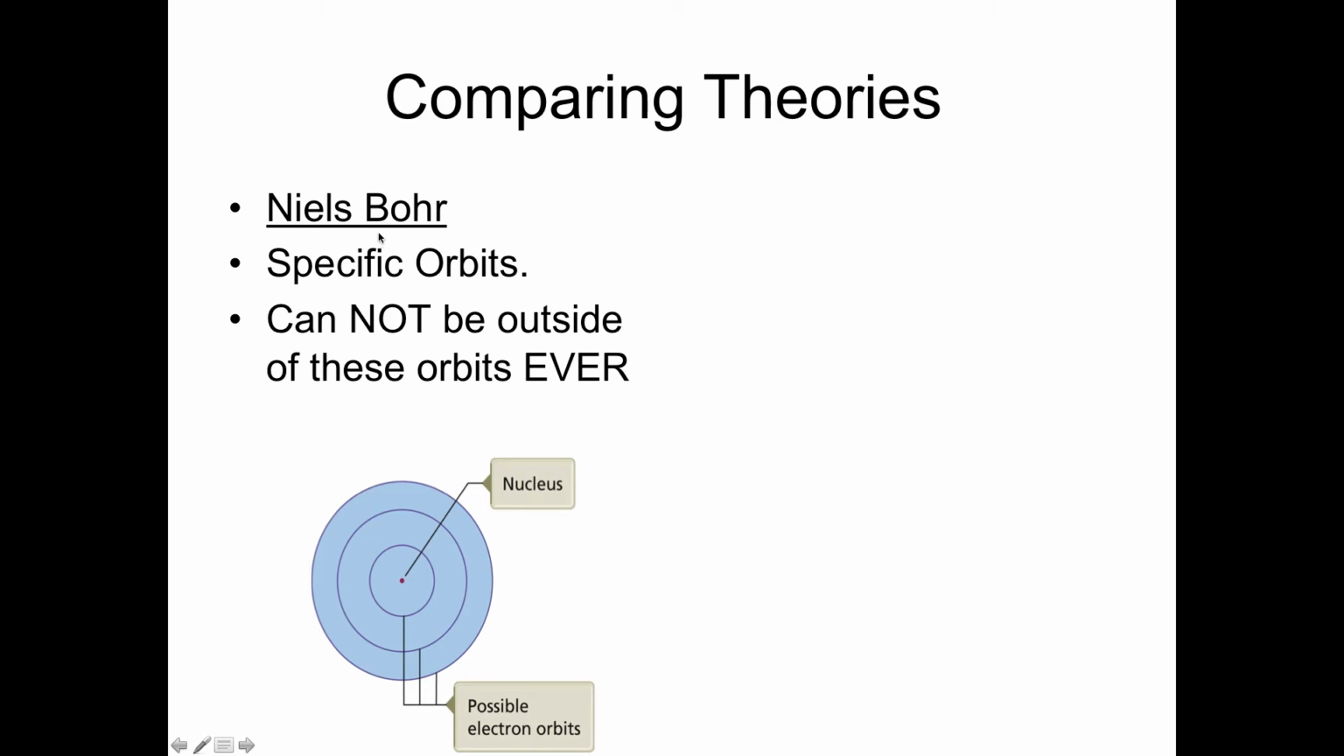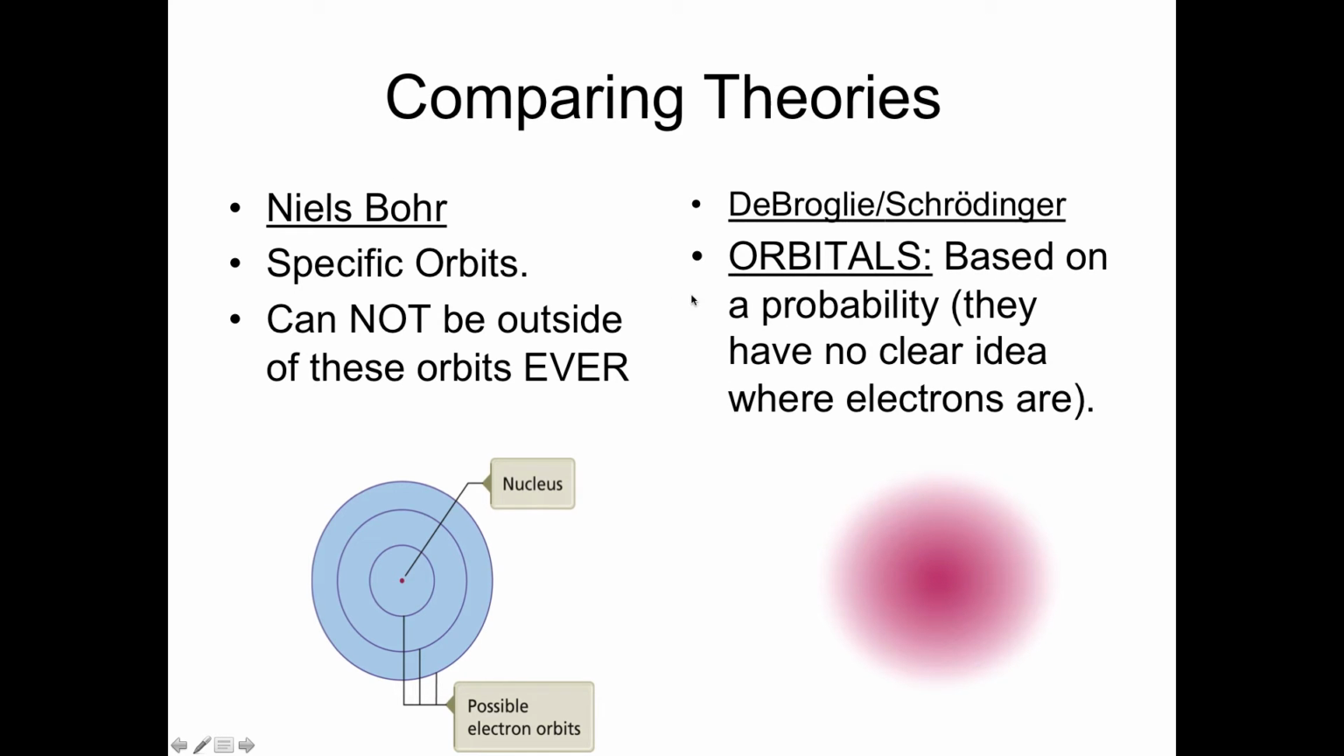Now, I just want to compare two different ideas that you found out in those videos. Niels Bohr, he had the idea of specific orbits. It could not be outside of the orbit. You had to be on a ring, no in-betweens. De Broglie and Schrodinger, who you heard about in the video, they had orbitals based on a probability. There was no clear idea where it was, but like 90% of the time they thought, okay, it'll be near the nucleus, and the odds of it being farther away get less and less and less.